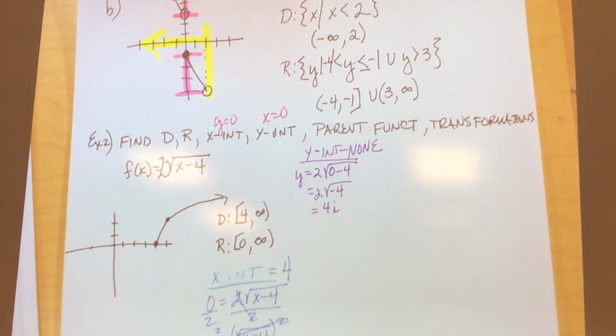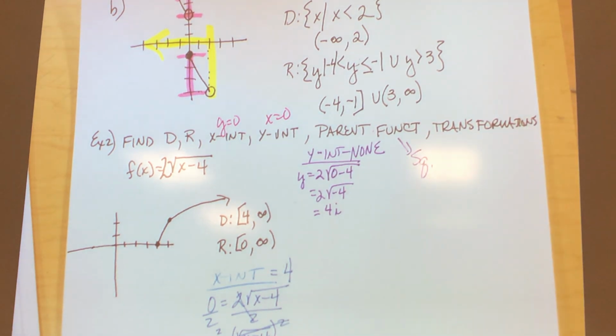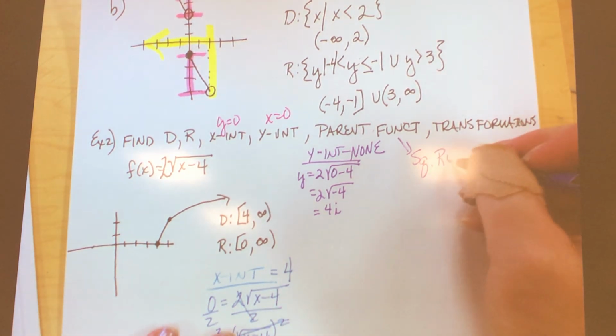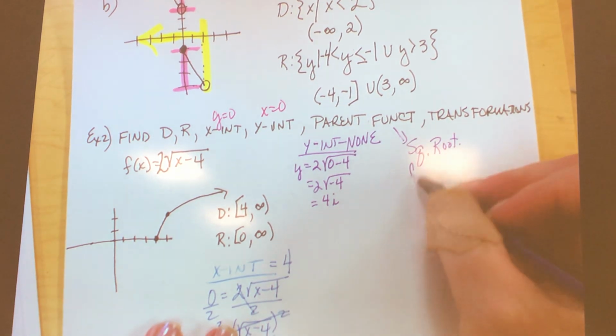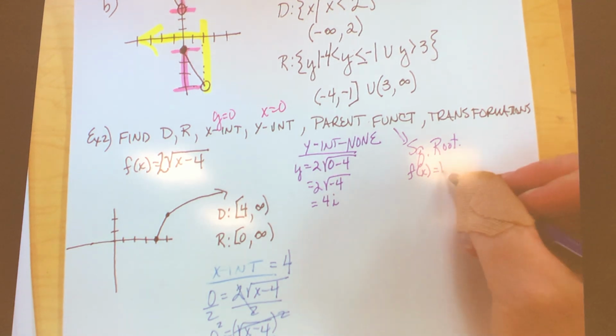Okay? So, parent function. Square root. Okay, so this guy right here, he's the square root. Okay. So, square root function. What does the equation look like? Because I said you had to do both. f of x is equal to the square root of x.